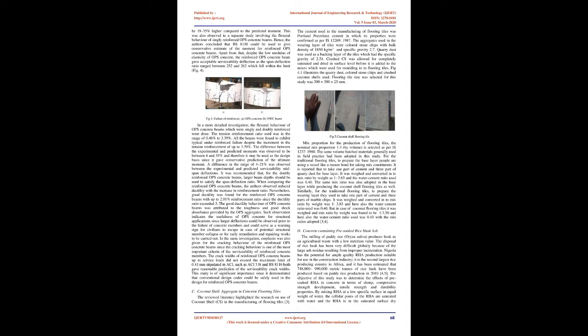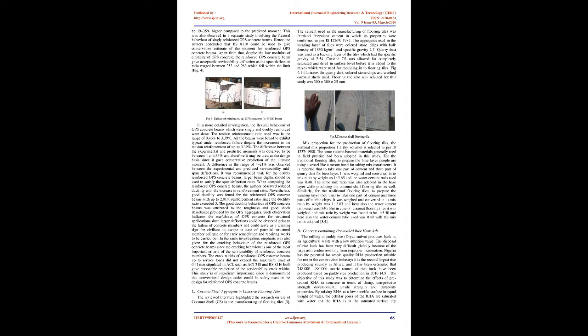For the traditional flooring tiles, to prepare the base layer people use a vessel like a mason bond for taking mix constituents. It is reported that they take 1 part of cement and 3 parts of quarry dust for the base layer. It was weighed and converted into mix ratio by weight as 1:3.65 and the water cement ratio used was 0.40. The same mix ratio was also adopted in the base layer while producing the coconut shell flooring tiles as well.